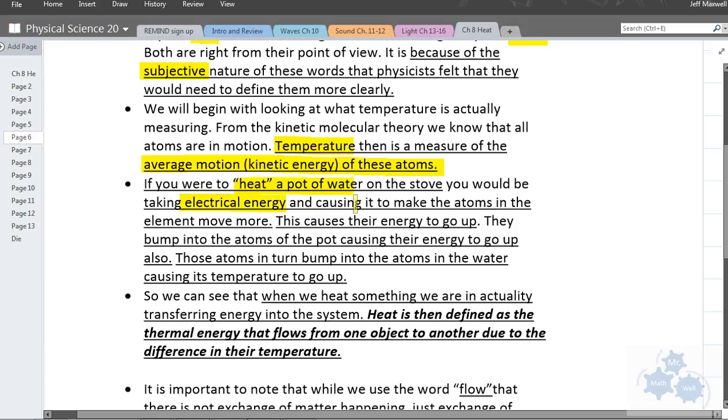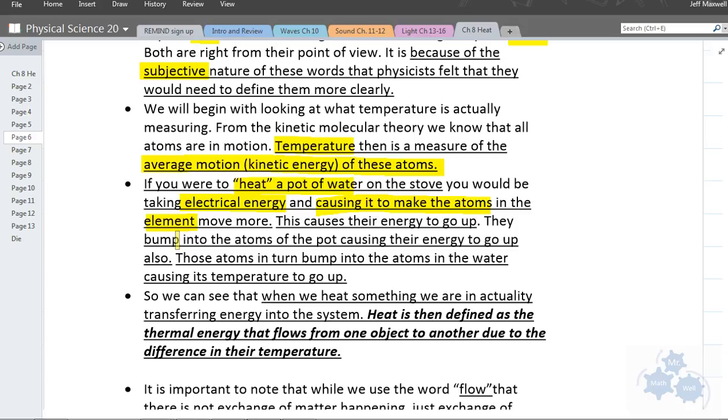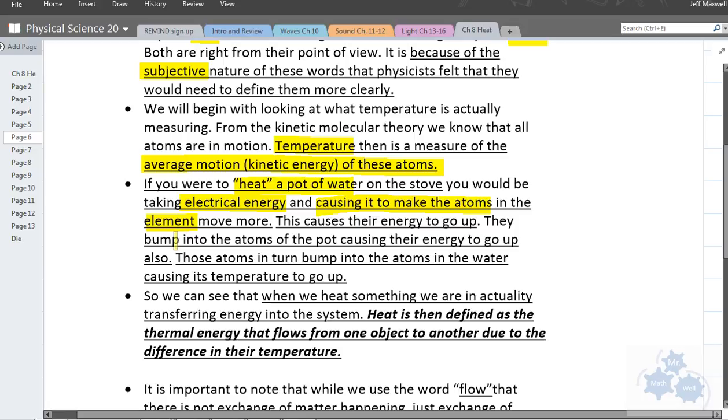Okay. If we heat a pot of water on the stove, what you're doing is taking electrical energy and causing the atoms in the element to move. If you think about a stove, a lot of stoves now don't have those black elements that are exposed anymore, but that's what this example is talking about. The electrical energy causes the element to get hot because those atoms are rubbing each other, like we just made friction, generating some heat because of the rubbing together. So in a stove, those atoms are moving together and making friction, making heat, which causes their energy to rise.